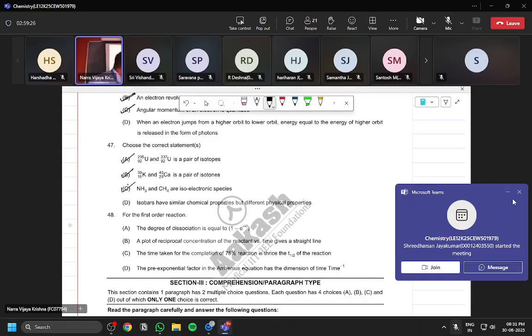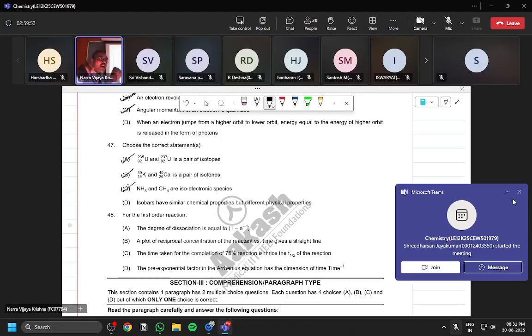Isobars have similar chemical properties. Isobars have same atomic number, different mass number. Atomic number is same means electrons also same, which means chemical properties are same. Chemical properties are because of electrons only. Physical properties are because of weight. Mass number is changing means their weight changes, so physical properties will change. Correct? Correct only.